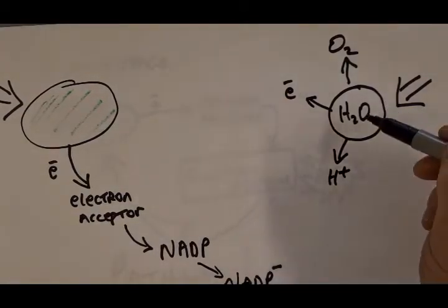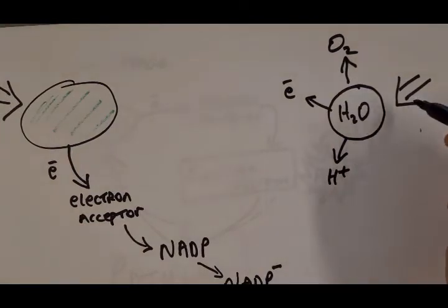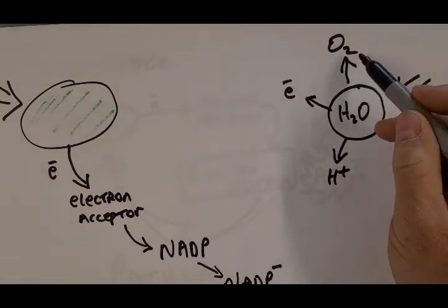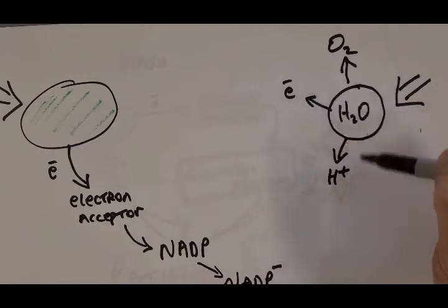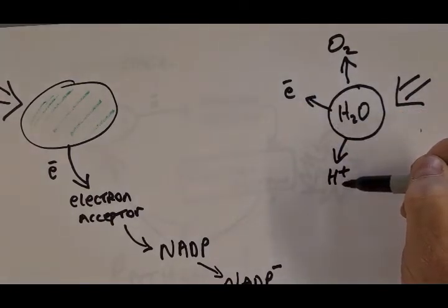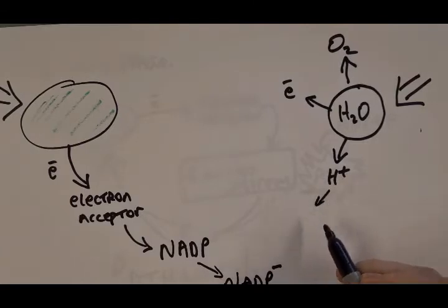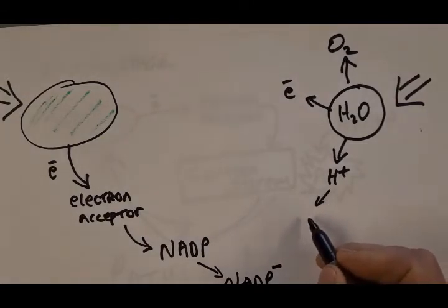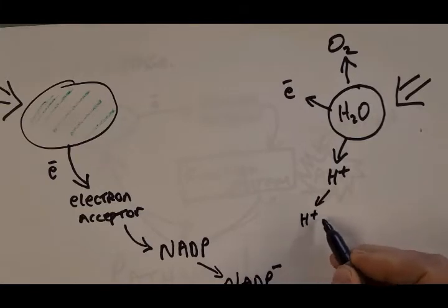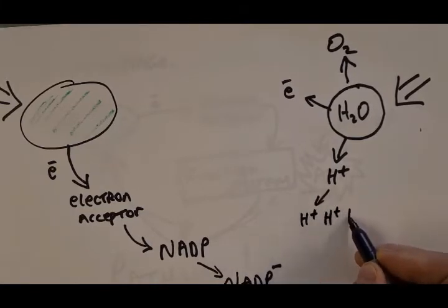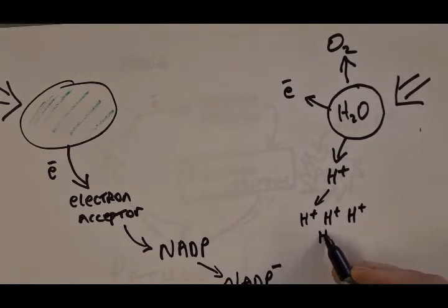Okay. So the splitting of water is important. Light shines on a water molecule and splits it into O2, electrons, and H+. Now let's look at what happens to the H+. The H+ start to gather. Lots and lots of H+ or protons are produced. Okay, so I'll draw a number of them here. And this is referred to as a pool of protons, or a proton pool.